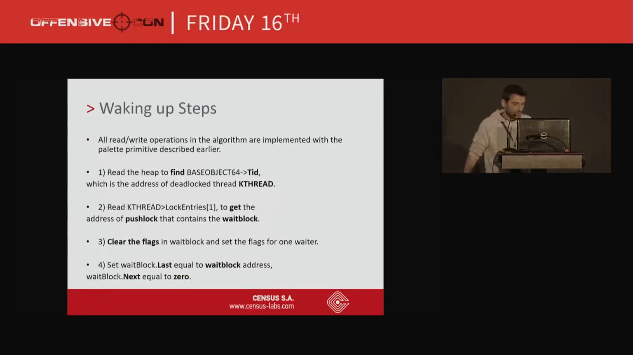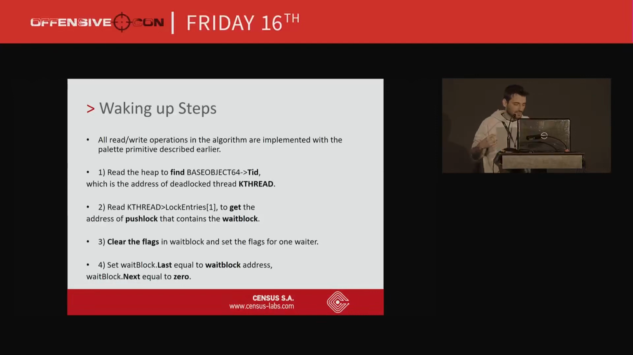So in order to wake up our deadlock thread, we are going to use a palette entry to do the following steps. The first step is to read the heap in order to read the TID object of the object header, which contains the address of the K thread of the deadlock thread. Then we are going to read the second entry from the lock entries to get the address of the push lock that has the wait block as value.